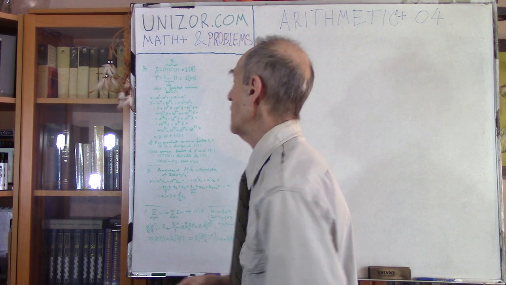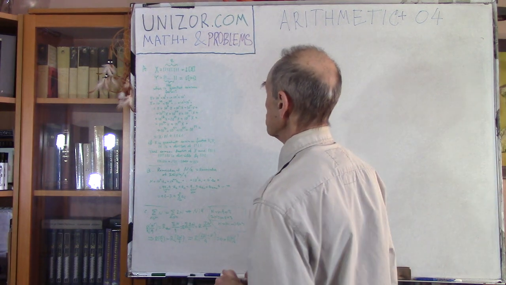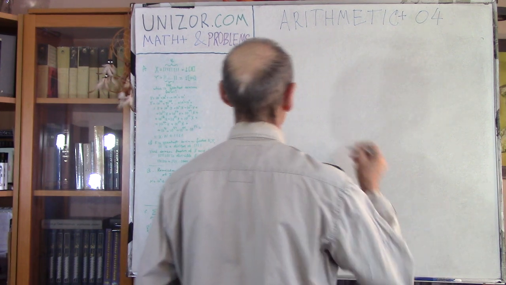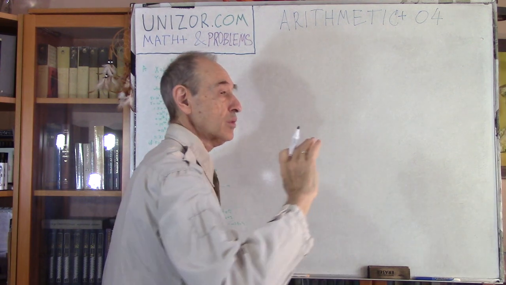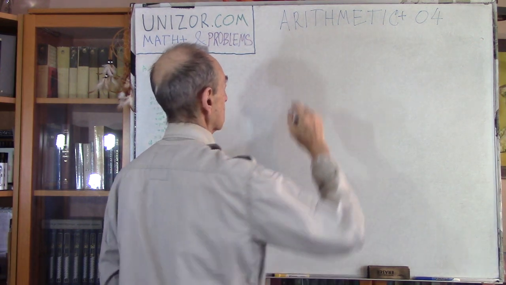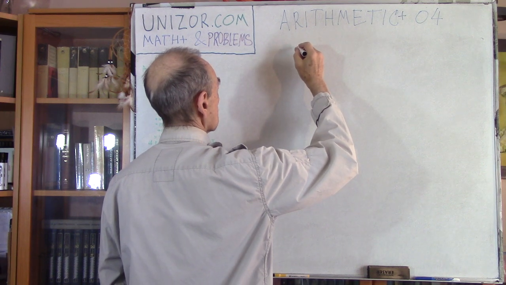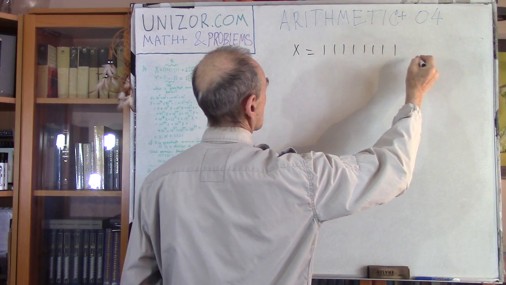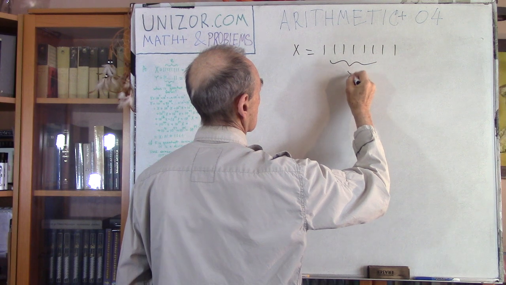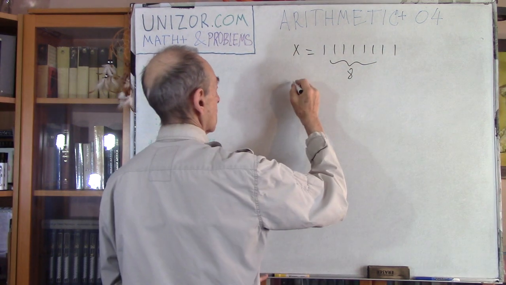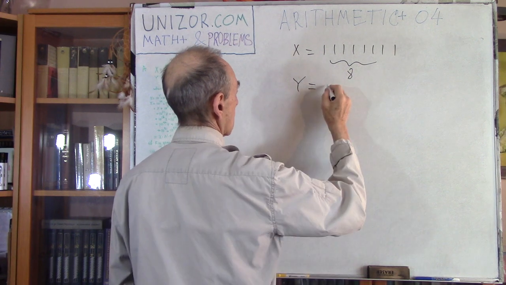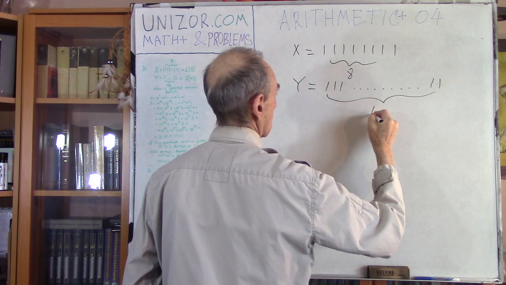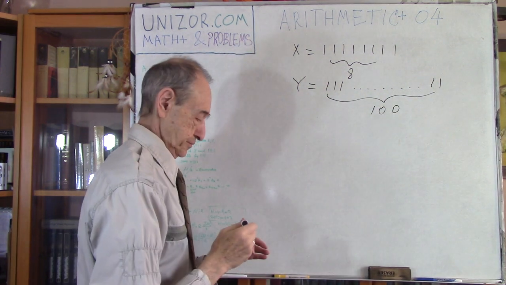Okay. So today we have three problems. The problem number one is as follows. You have two numbers. Both numbers contain only ones in their digital recording. So X has 8 digits, all ones: 11111111. And Y has 100 digits, all ones.